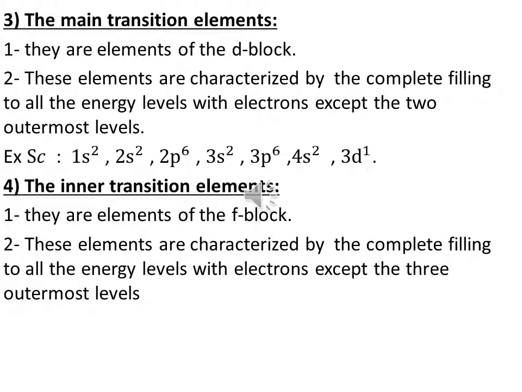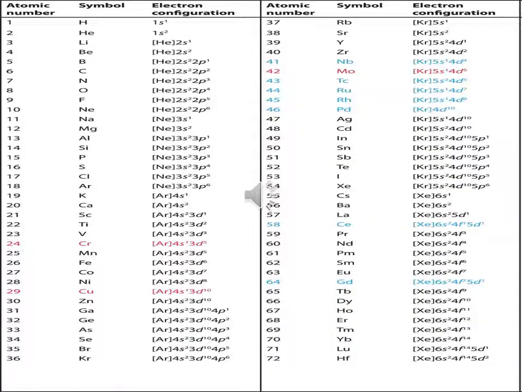Number 4 and last one, the inner transition elements. They are elements of the F block. These elements are characterized by the complete filling of all the energy levels with electrons except the 3 outermost levels.